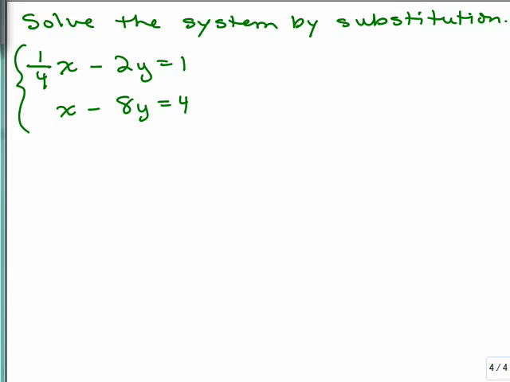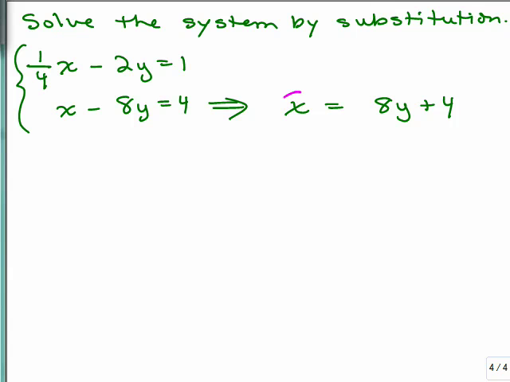Alright, here's another example. 1/4 x minus 2y equals 1 and x minus 8y equals 4. Alright, now which equation is the easiest to solve for a single variable so that you don't have to multiply or divide by a coefficient? Hopefully you got the second equation, solving for x. So this equation, if I solve for x, add 8y to both sides, x equals 8y plus 4.